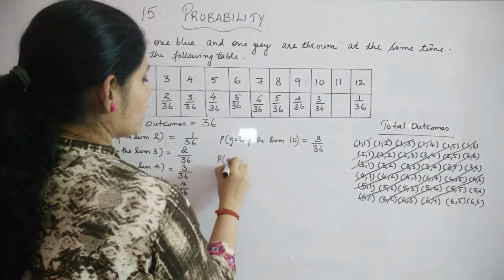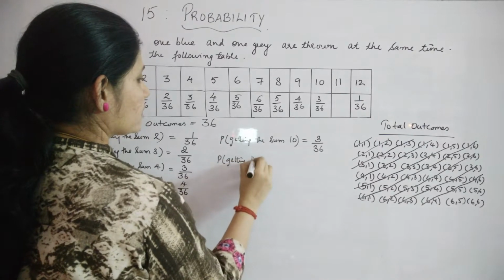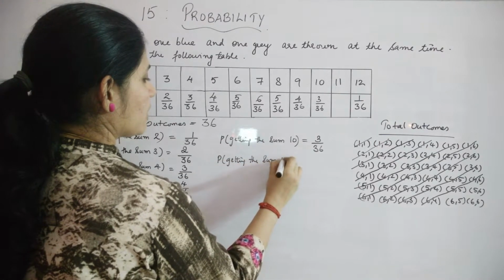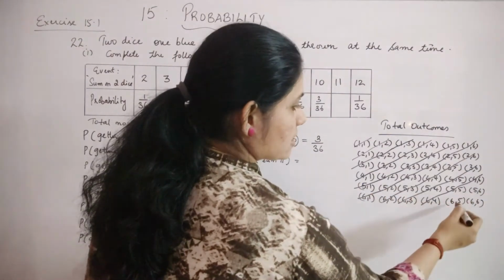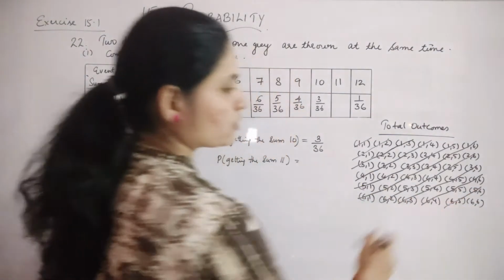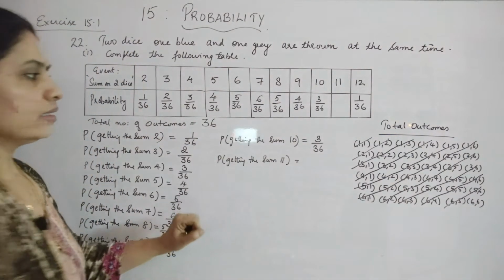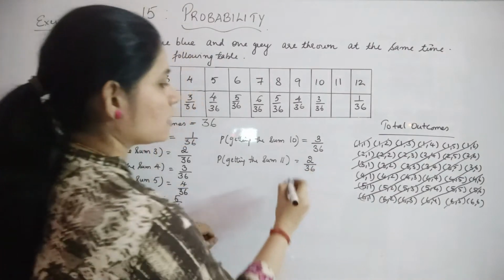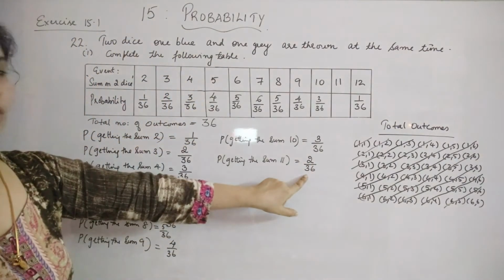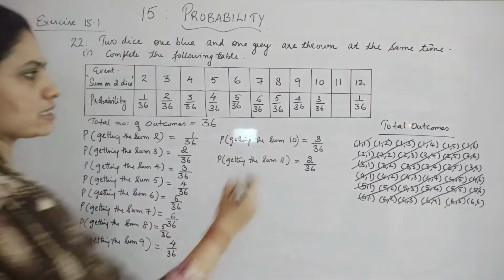Next is the probability of getting the sum as 11. Again you can just see 5 plus 6 and 6 plus 5 will give you the sum as 11. So you have 2 possible outcomes and the total number of outcomes is 36. So it is 2 by 36.